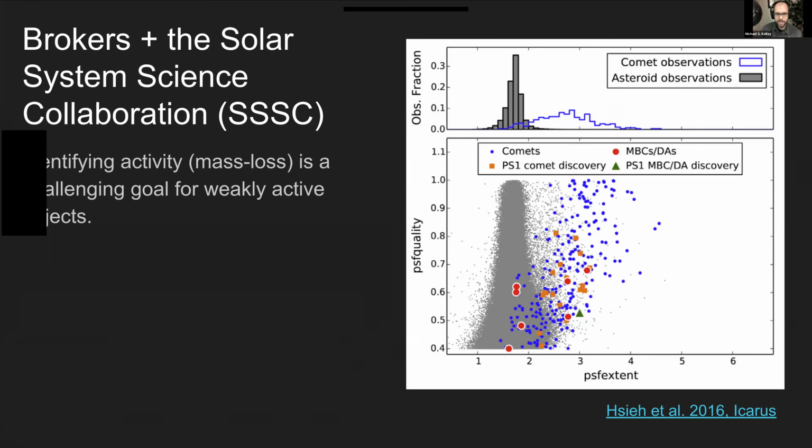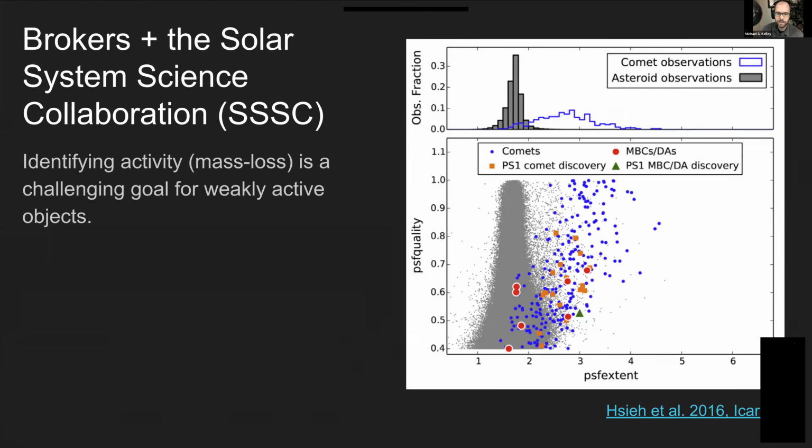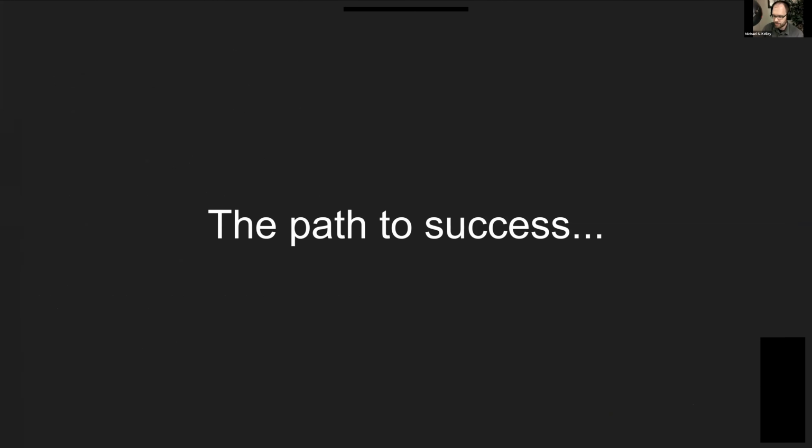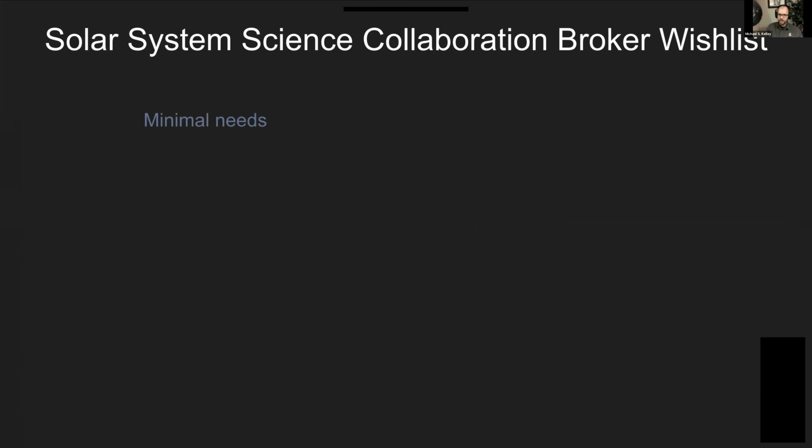Identifying activity is a challenging goal for weakly active objects because the point source dominates the surface brightness and may bias the alert stream metadata. So we're thinking that we need some additional processing, some tests on the image data, in order to separate statistical anomalies from true extendedness, or just to actually find that extendedness. So how do we get there? I think this will probably take us to the end, although I have a few other slides for additional discussion.